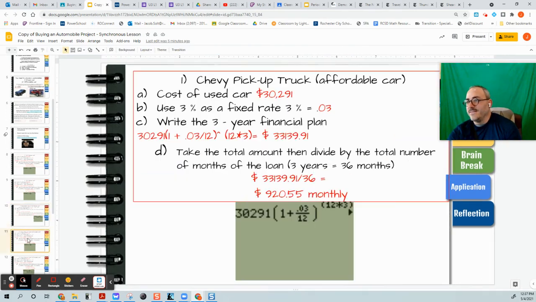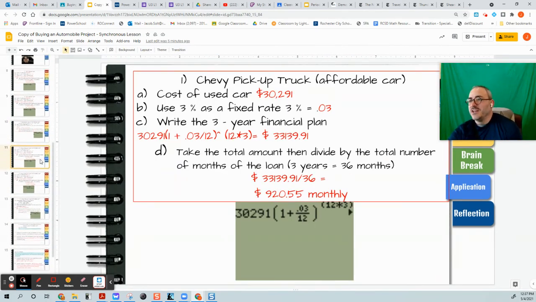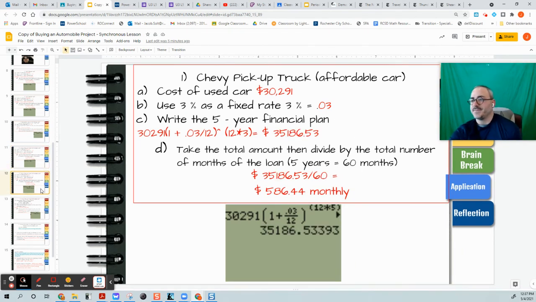Then for Wednesday/Thursday, you're going to want to do the same thing with the affordable car, right? There's the affordable car price. There's the 3%, running the entire cost of the loan over 3 years, dividing that by 36 to find a monthly. You'll need an equation. You'll need to give me a calculation. You'll need to divide that by 36 to show me a monthly payment. Next slide is the 5-year plan.